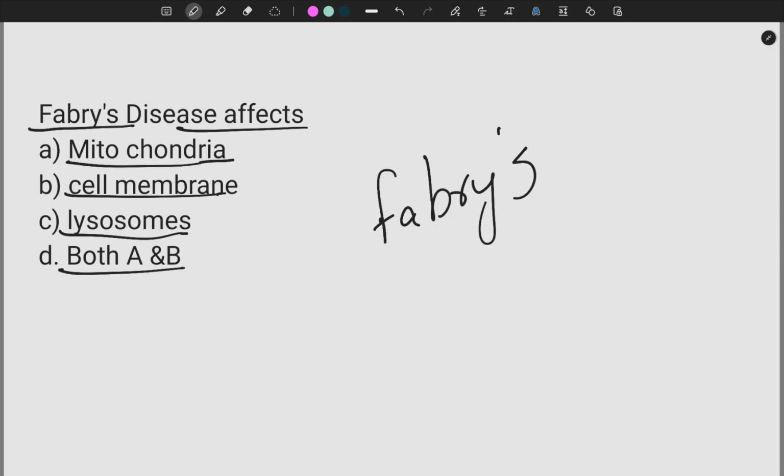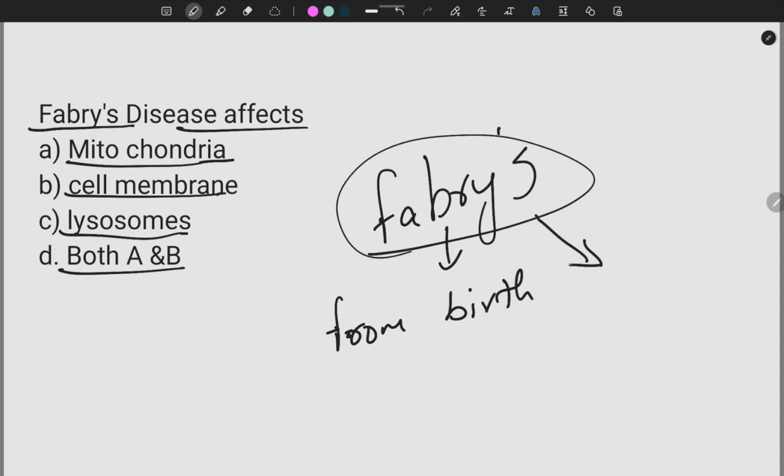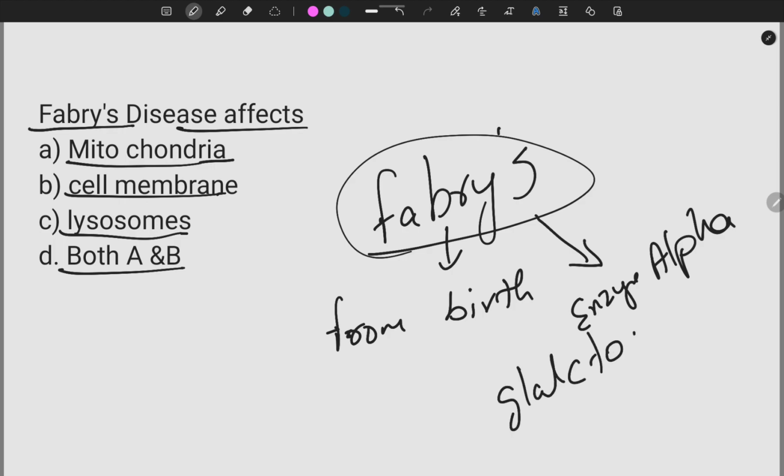Fabry disease is an inherited condition. It comes from birth, so from birth itself the person may be at risk for Fabry disease. What is the meaning of Fabry disease? It is related to the enzyme alpha galactosidase, which cannot efficiently break down fatty materials. Fatty materials are nothing but lipids.